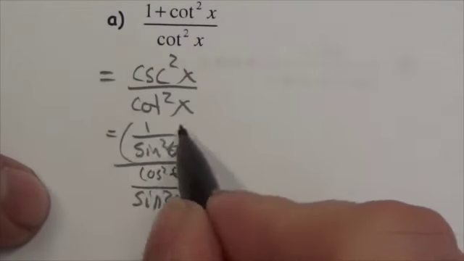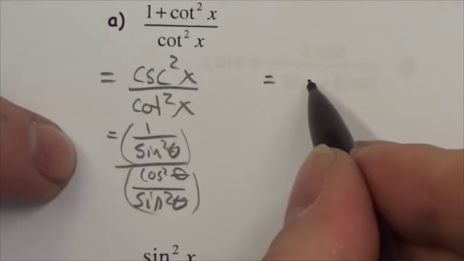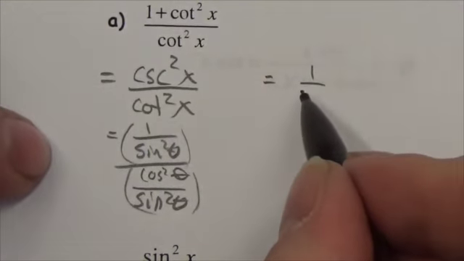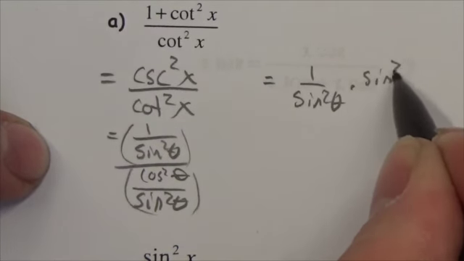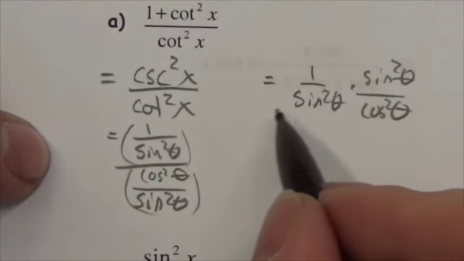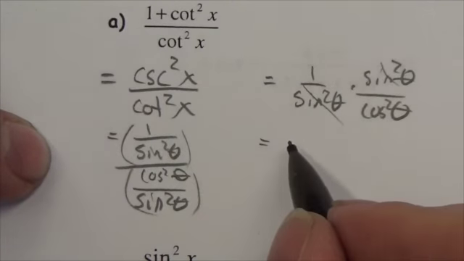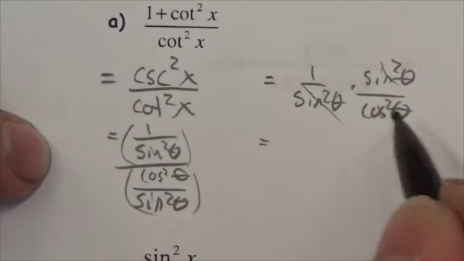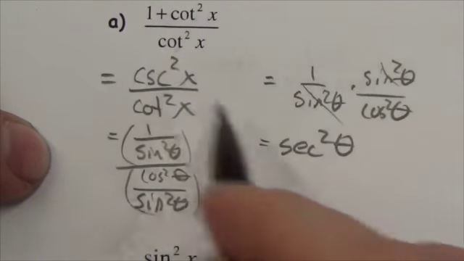And when I've got fraction divided by fraction, what I can do here is multiply by the reciprocal. So this will become 1 over sine squared of theta multiplied by the sine squared of theta over the cosine squared of theta. I reciprocate the divisor there. Sine squareds will cancel, and this is going to be secant squared.